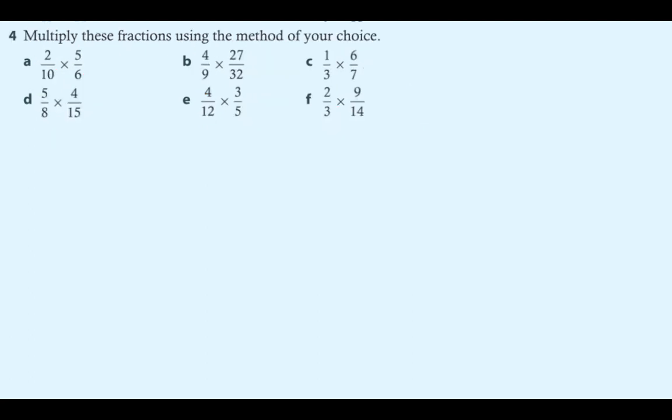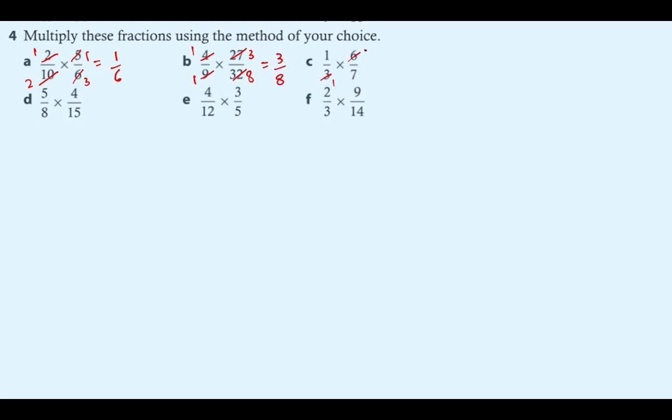Question number 4. Multiply these fractions using any method of your choice. That means they are leaving it up to us whether we simplify first and then multiply, or multiply first and then we simplify. So 2 ones are 2, 2 threes are 6, 5 ones are 5, 5 twos are 10, 1, 2 threes are 6. Now we simplify, 9 ones are 9, 9 threes are 27, 4 ones are 4, 4 eights are 32. So we get 3 over 8.